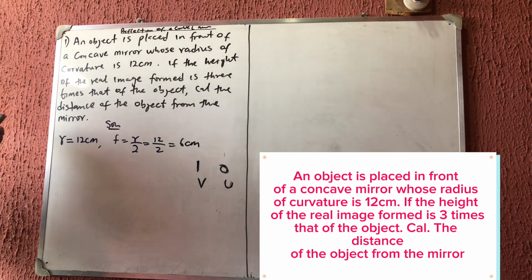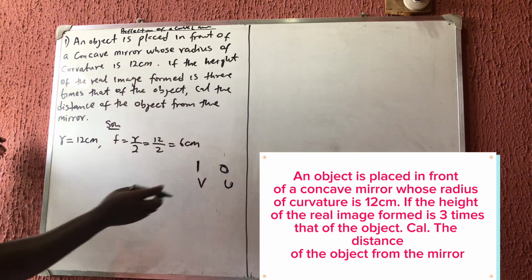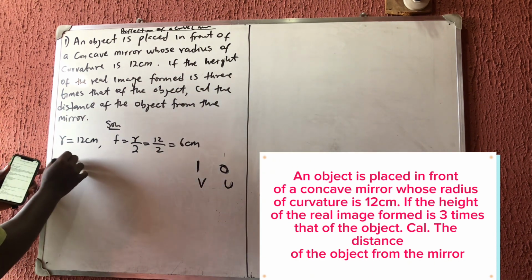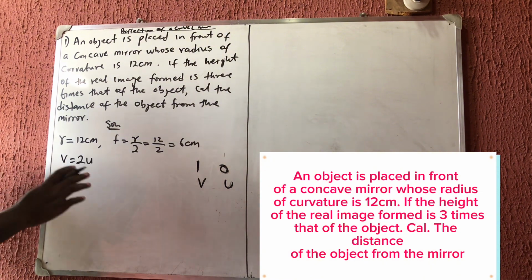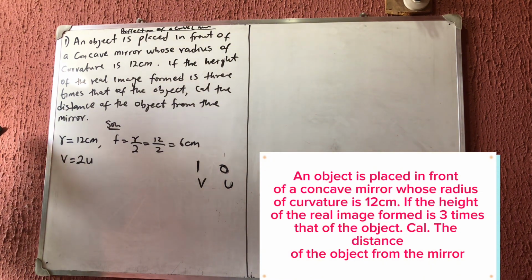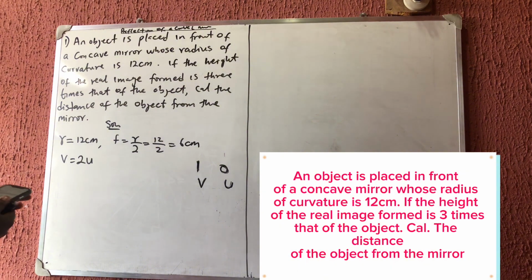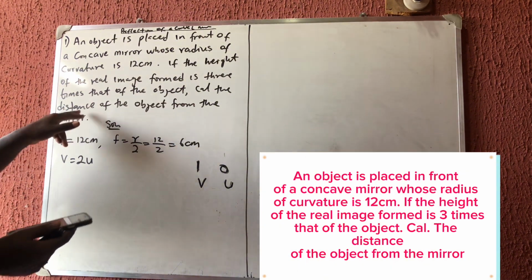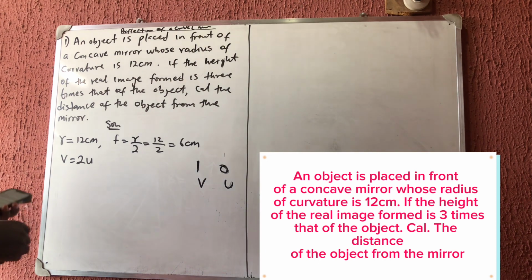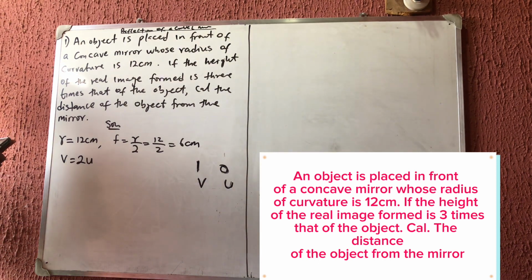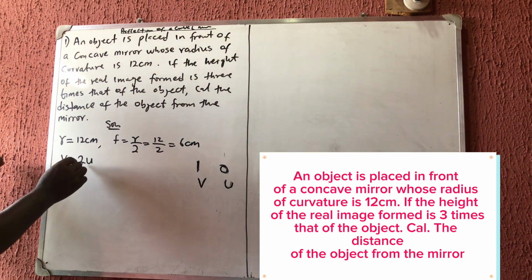So now, they say that the image is 3 times the object, which means my V is 3 times my U. You understand how I got that? It's very, very simple. Having that will help us to get whatever we want to get. They say we should calculate the distance of the object from the mirror. Calculate the distance of the object. Note, 3 times, not 2 times, 3 times.